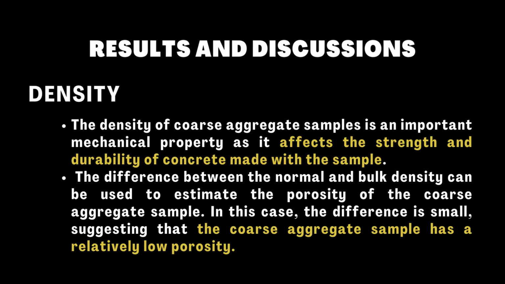Density: the density of the coarse aggregate sample is an important mechanical property as it affects the strength and durability of concrete made with the sample. The normal density of the aggregate sample is 1,454.1 kg per cubic meter, while the bulk density is slightly lower at 1,453.43 kg per cubic meter. The difference between the normal and bulk density can be used to estimate the porosity of the coarse aggregate sample. In this case, the difference is small, suggesting that the coarse aggregate sample has a relatively low porosity.